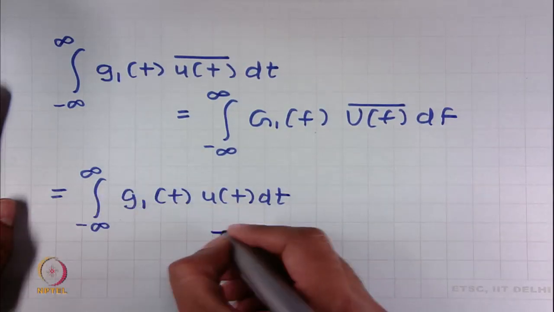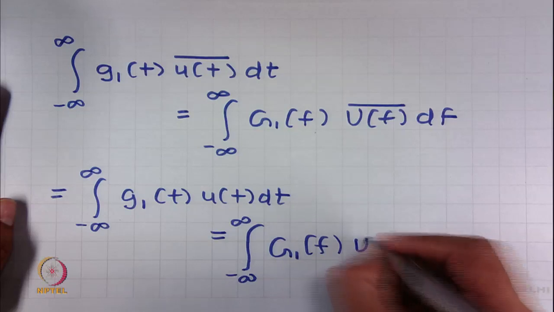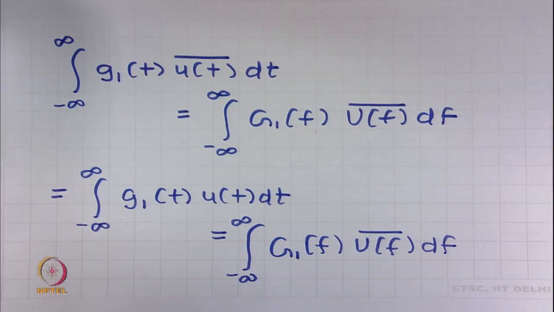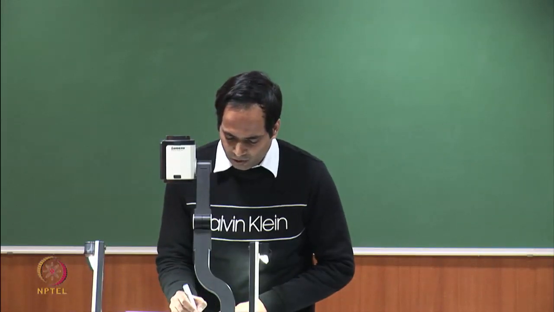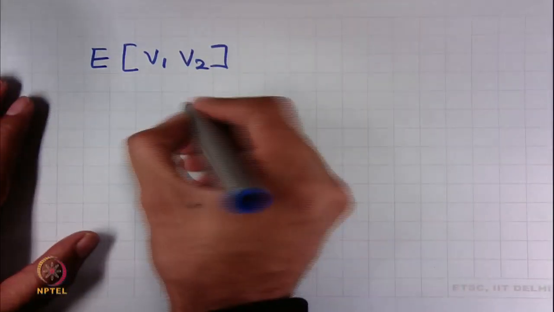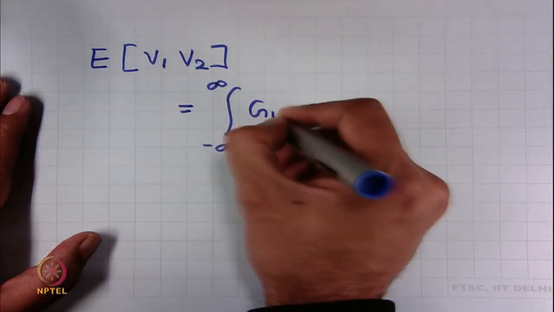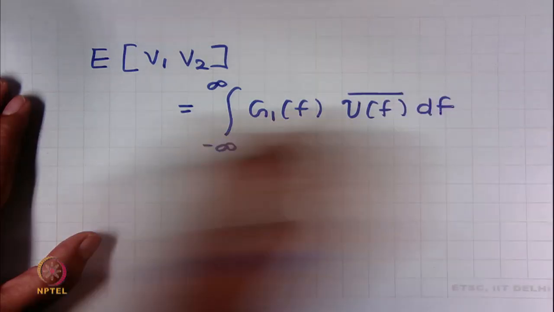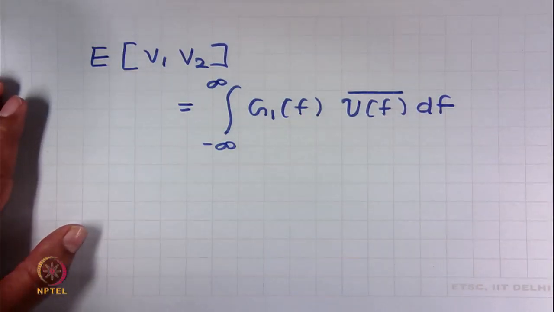So, we can say this quantity is the same as this quantity. Okay. So, let us summarize what we have obtained so far. We have got that the expected value of two linear functionals of the random process Z(t) is nothing but it is ∫ G1(f) U*(f) df, right. Now, let us look at what is this U*(f).